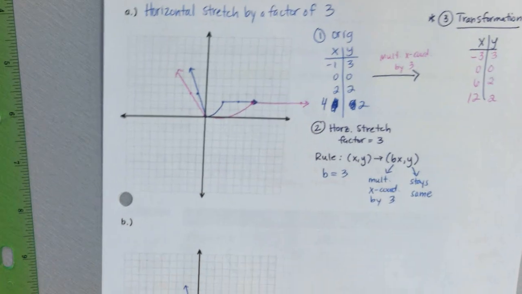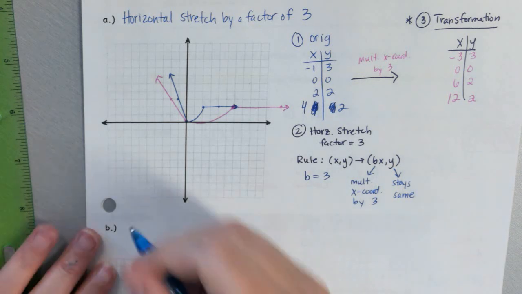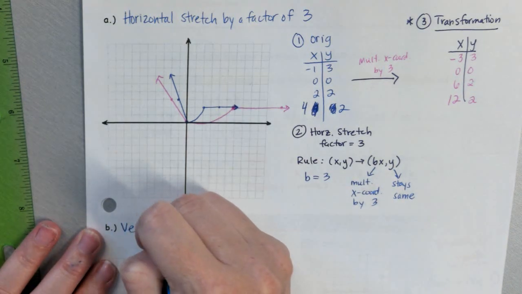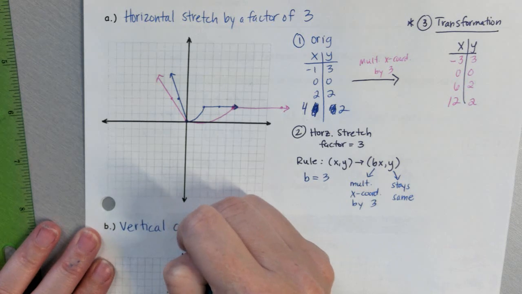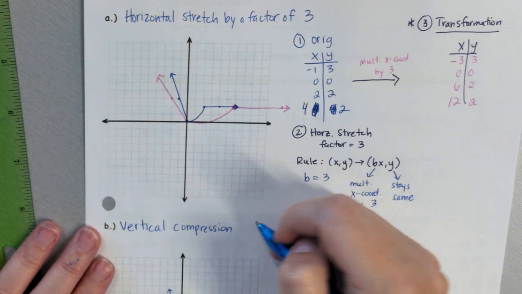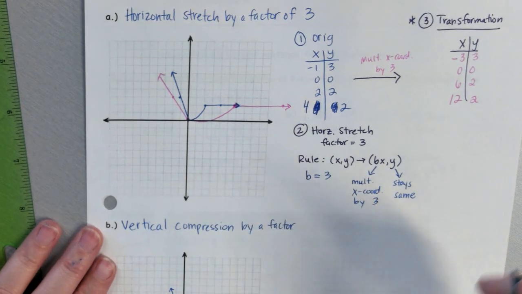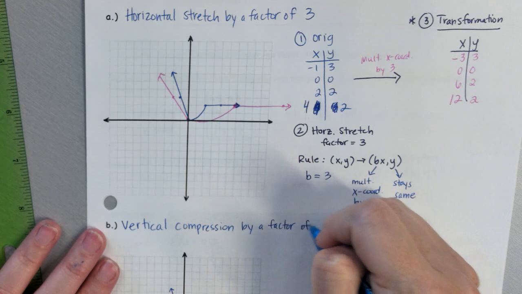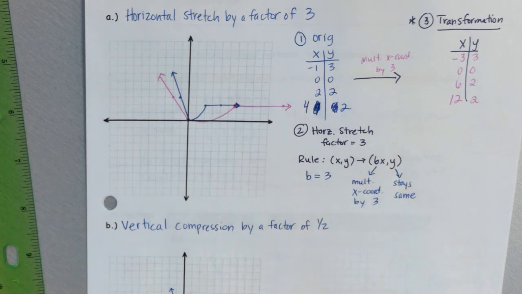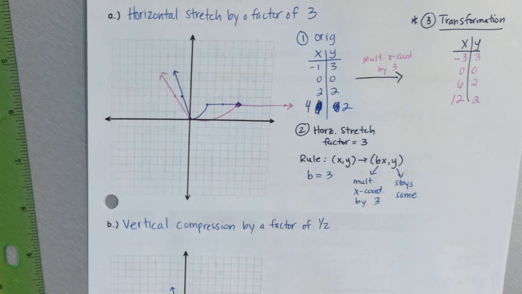Okay, excellent. Do you guys want to try the second one on your own? I think you can do it. The vertical, we're doing a vertical compression by a factor of 1/2. Okay, do you guys have any questions for me about part A?